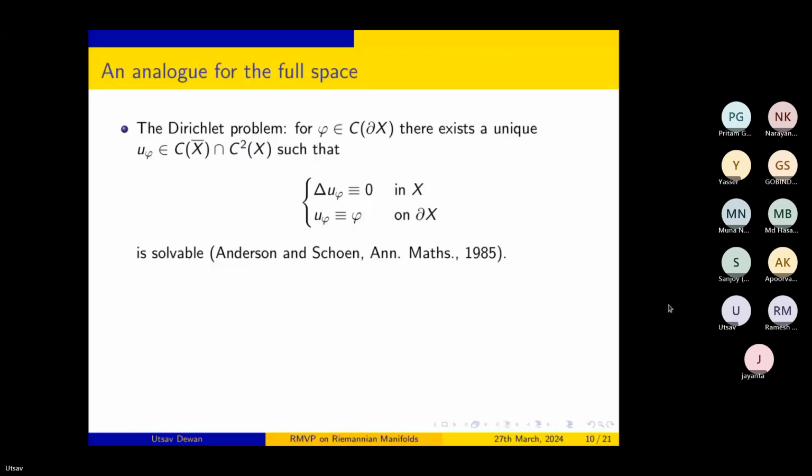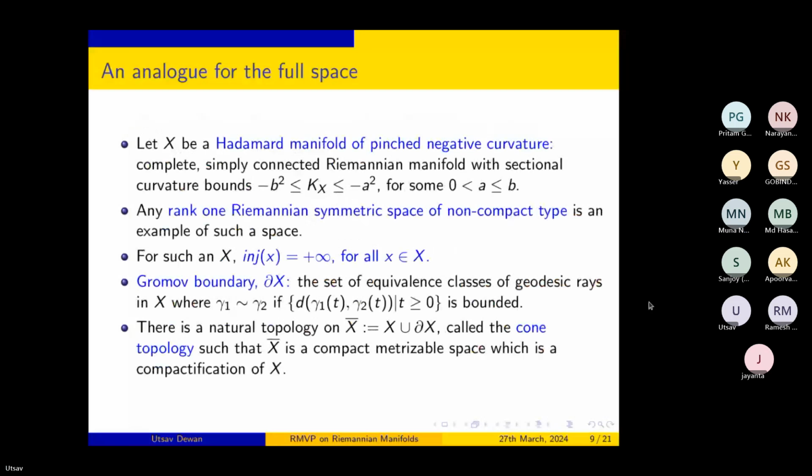Okay. Now, one would of course like to see whether there are nice measures on the Gromov boundary, because that is the point. Can you go to the last one, previous slide? Yeah. Okay. So there is a natural topology. Next one. Okay.